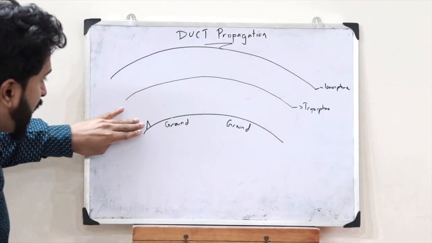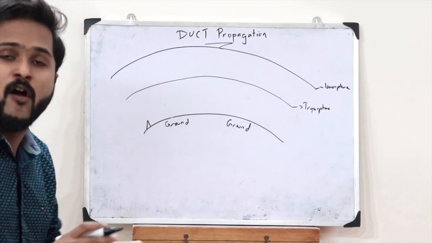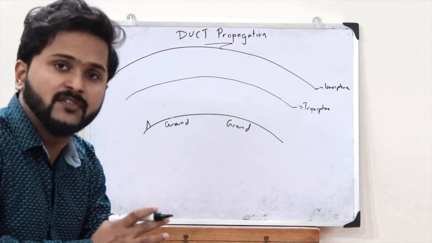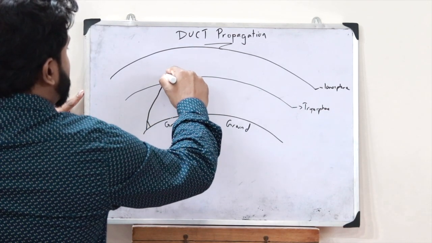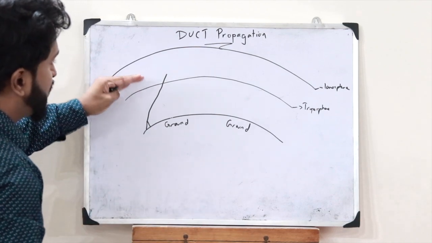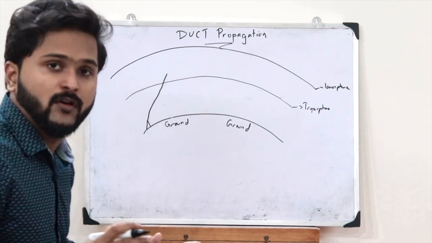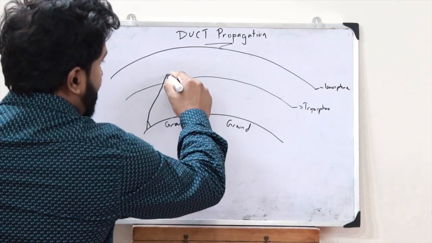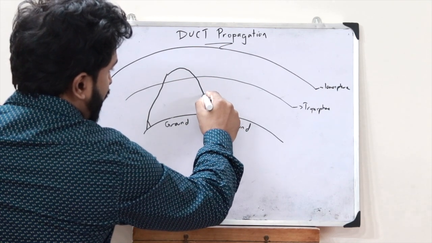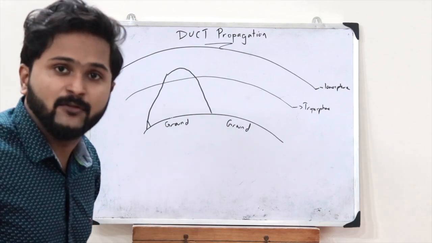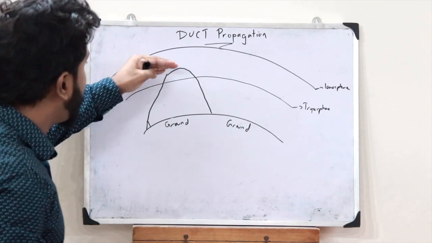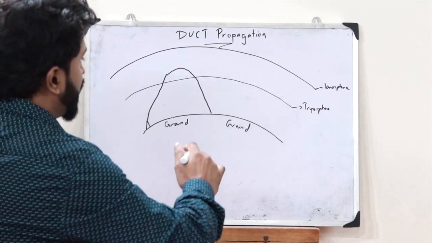So when a transmit antenna sends a very high frequency signal like a microwave, VHF or UHF signal, and it reaches this region, that is 50 meters above the troposphere, it gets refracted back onto the surface of the Earth like this, rather than going to the ionosphere and striking the ionosphere. Therefore, it gets refracted back onto the surface of the Earth.